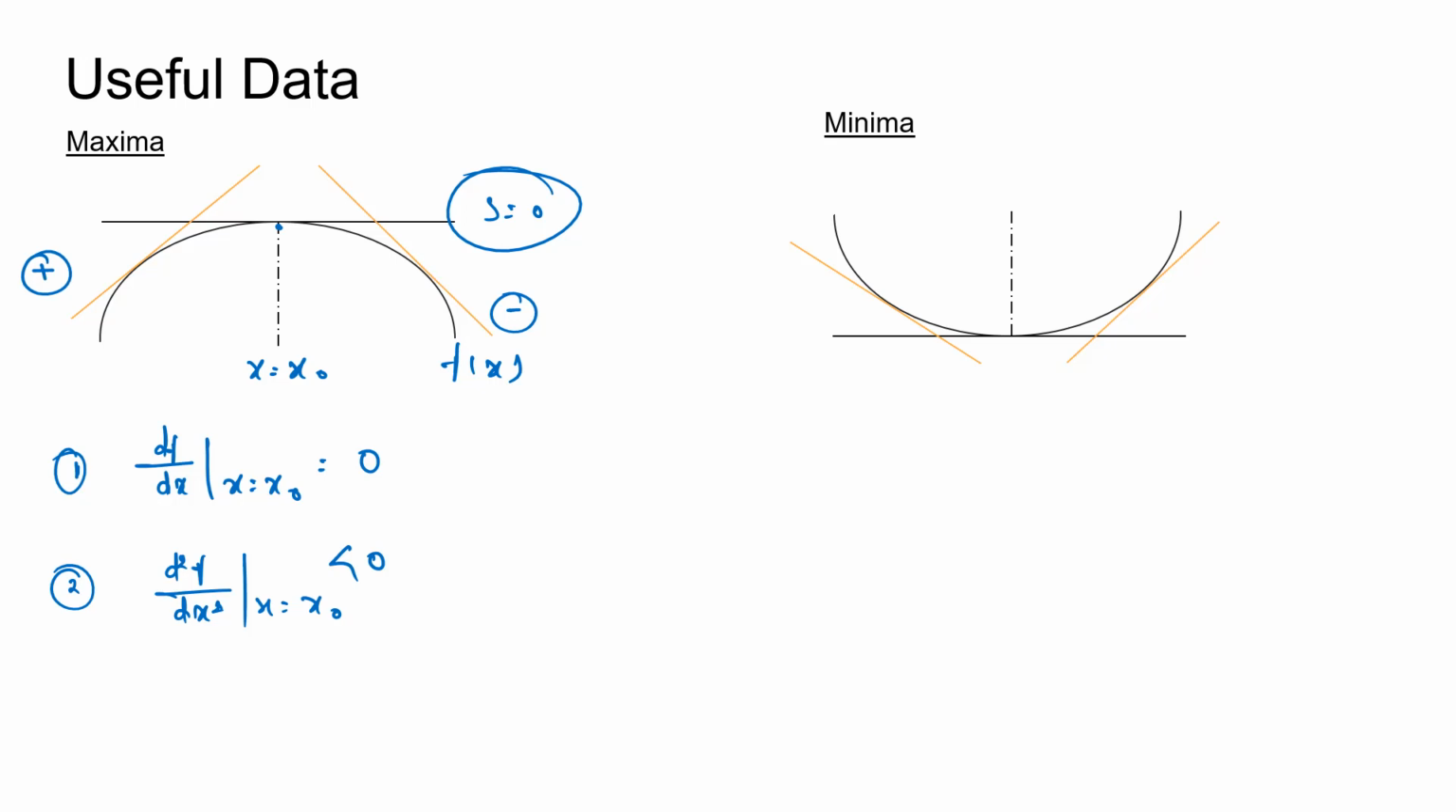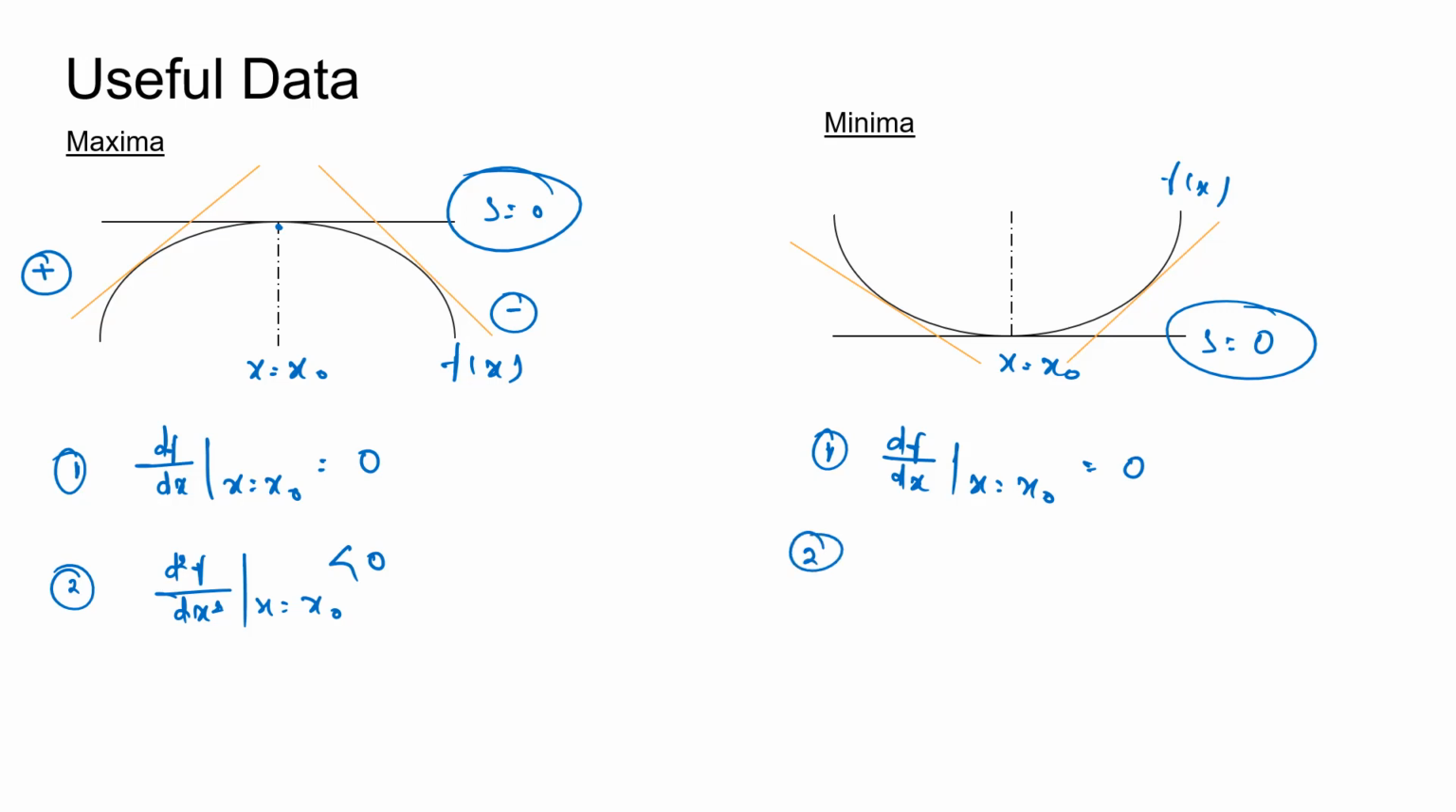Now coming to the minima, let's say this is a function f(x), and it's getting its minimum value at x equal to x0. Like that of maxima, the slope at x equal to x0 will be 0. So the first condition becomes df/dx at x equal to x0 will be 0 for minima. And for the second condition, we can clearly see here that before the minima, if we draw the tangent at some point, we are getting a negative slope, and after the minima we are getting a positive slope here.